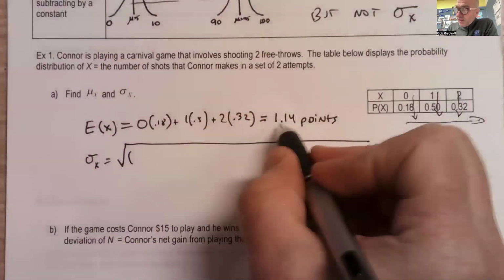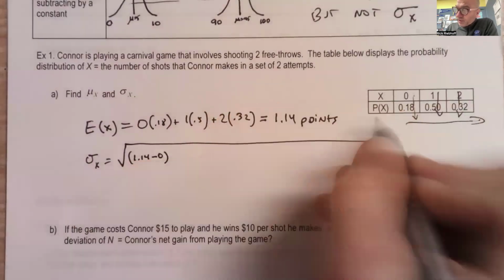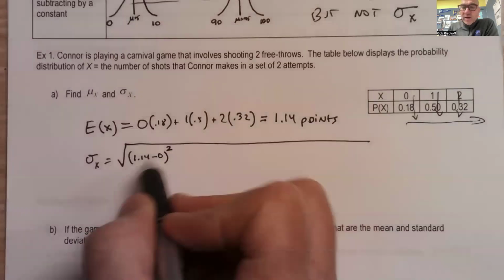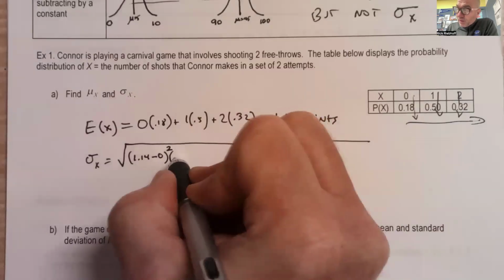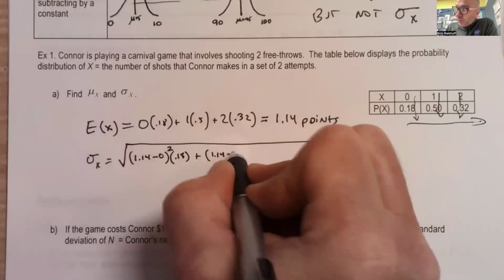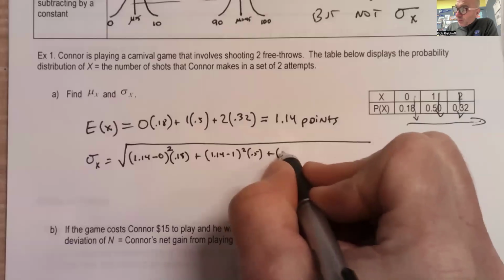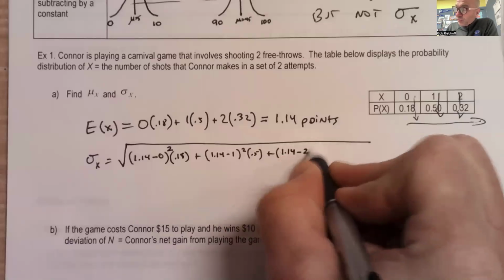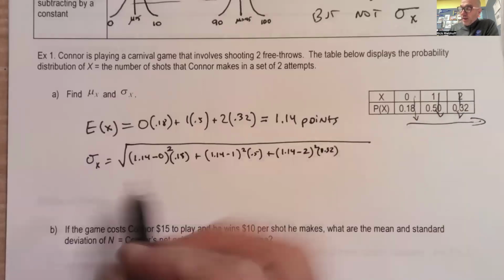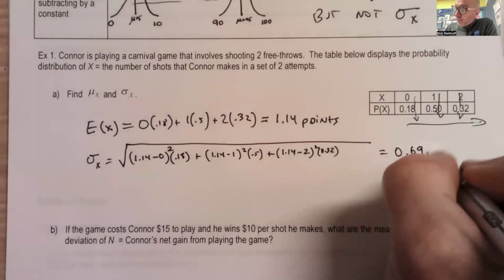All right, so I'm going to do the mean. 1.14 minus 0 is the first outcome, squared. And I know some of you are like, shouldn't it be 0 minus 1.14? It doesn't matter because I'm squaring it. It's going to end up being positive. Times 0.18 plus, I'll do it for the second one: 1.14 minus 1 squared times 0.5. And then the last one, 1.14 minus 2 squared times its probability, 0.32. Boom. All right. So I plug that into my calculator. I think I get something like 0.69 points.